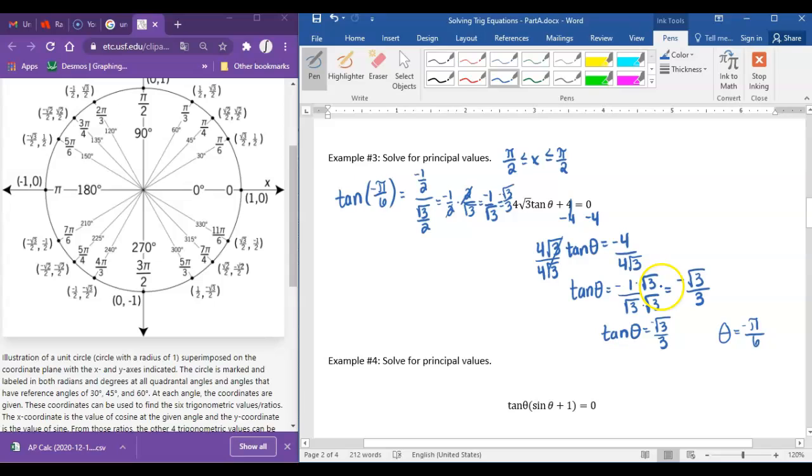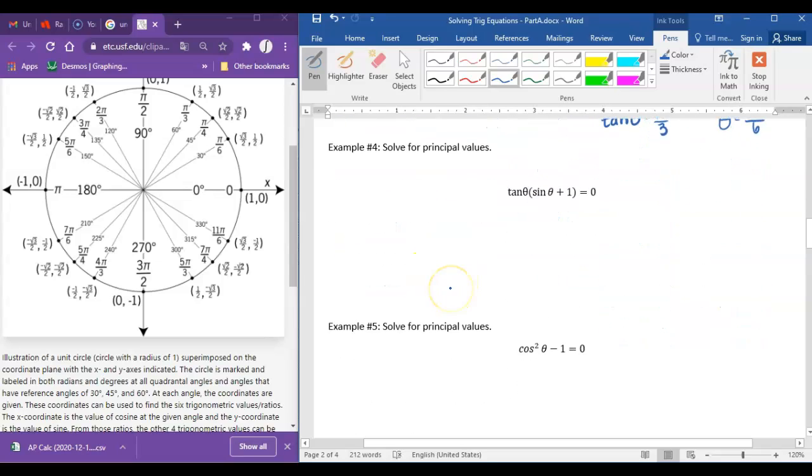Now, if that had not worked, then I would have tried tangent of negative pi over 3 to see if I got the right answer there. But tangent of negative pi over 6 worked, so I'm going to stick with it.